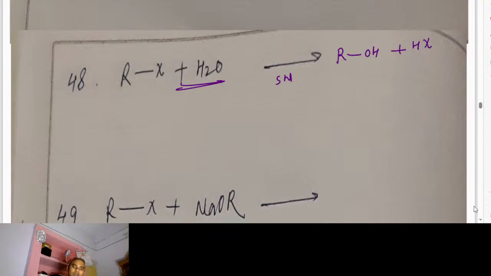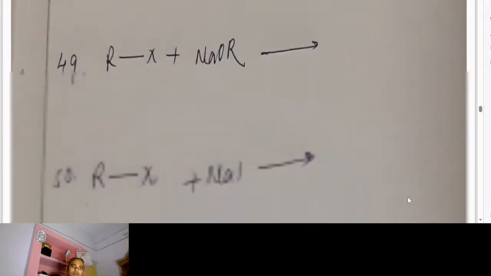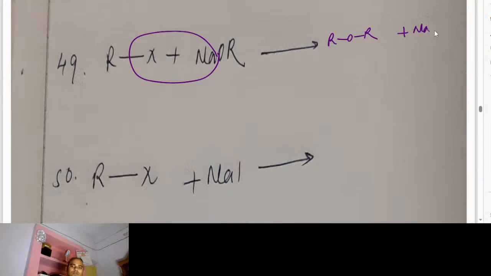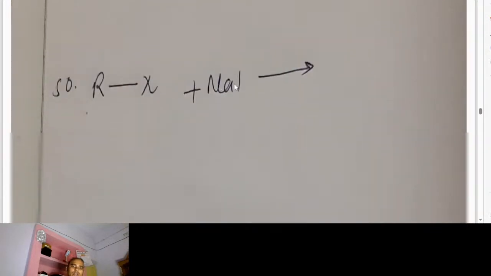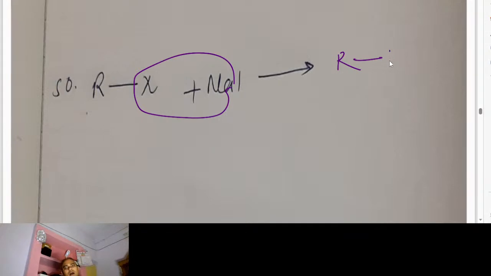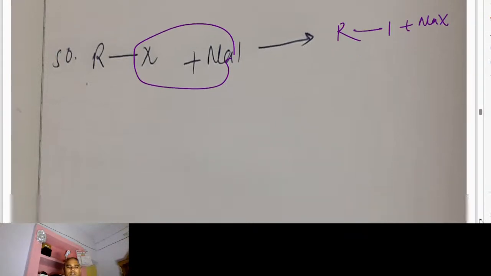Very simple here. If you are talking about NaOR, friend, you see NaX will be out. So ROR plus NaX, student. So this is the ether. Next one, the last one we are picking now. This is again the Finkelstein reaction, student. So RI plus NaX. So this is how the chemical reactions are going.